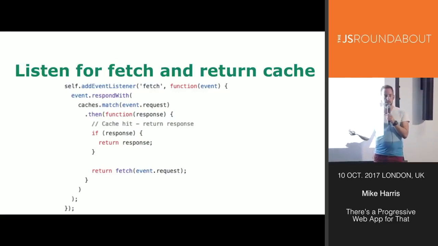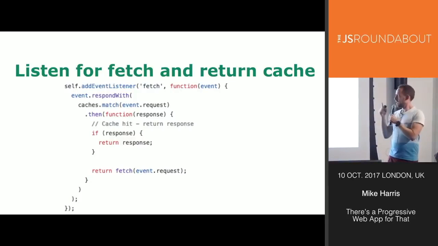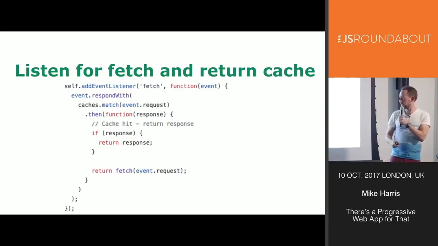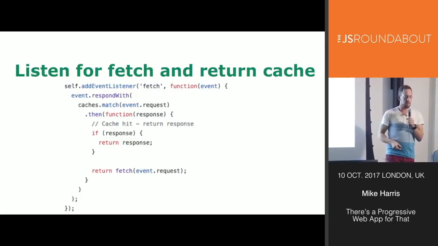If I do have a response, I'm just going to send that straight back. So if we're talking about performance, if there is something in my cache there, I'm going to send that straight back to the client, and my page is going to render immediately. Otherwise, I'm going to send off the request out to the network, and hopefully it's going to come back to me.